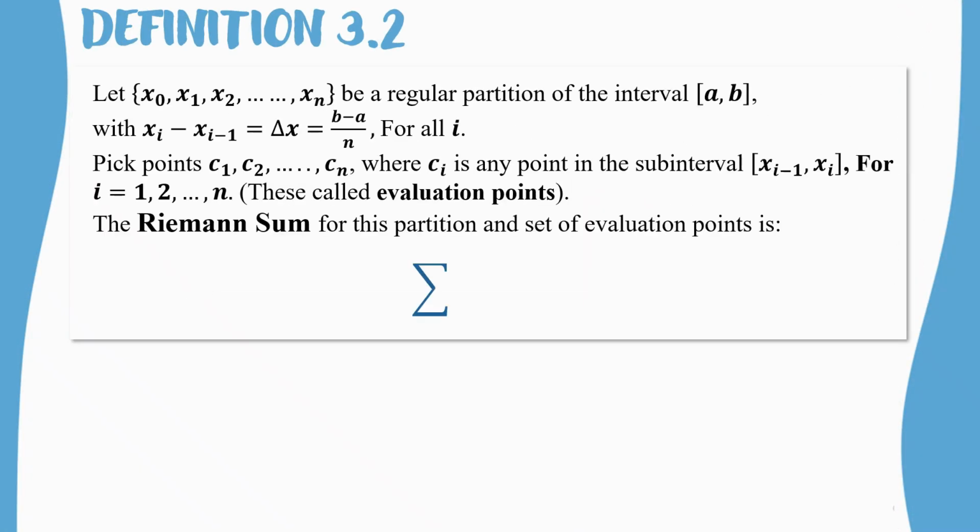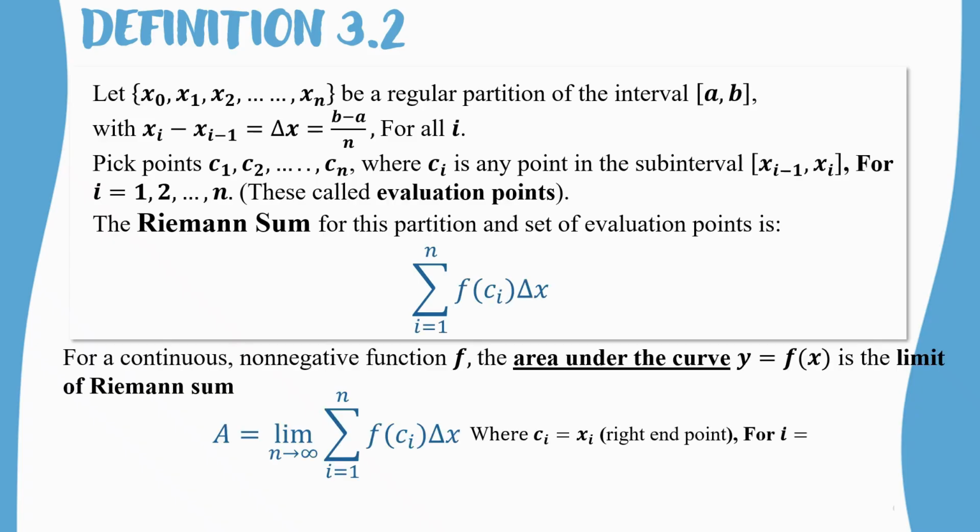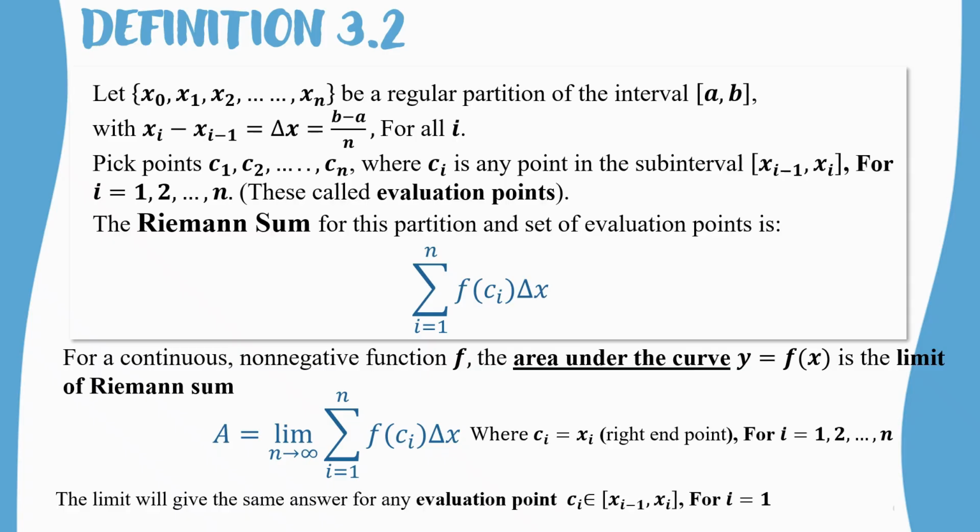Here, we will highlight the definition with the help of the Riemann sum to find the area under the curve. It's nothing but the limit as n approaches infinity of the sum from i equal to 1 to n of f of ci delta x.